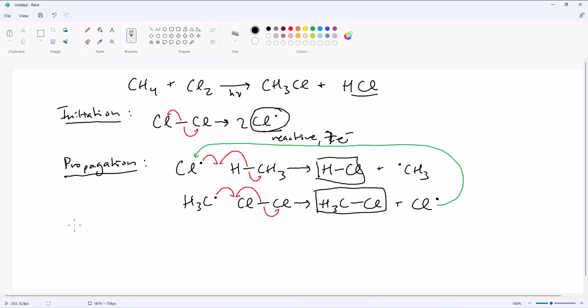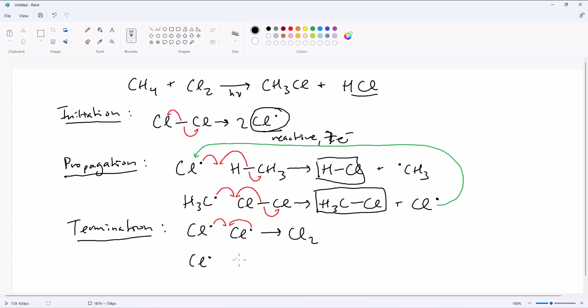So the final stage in the reaction is termination. Again, the three phases of a radical-based mechanism are initiation, propagation, and termination. And termination is just any two radicals recombining to form a non-radical. So we can really take any two radicals that we see in this reaction and combine them. So we have Cl dot combining with Cl dot, which would reform Cl2. So that would just go back to the beginning.